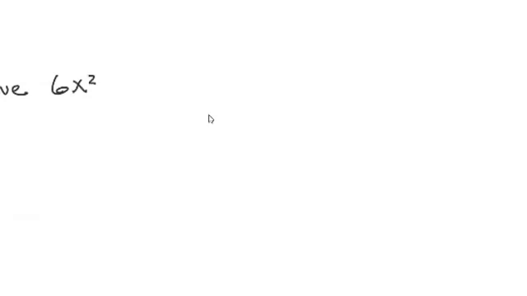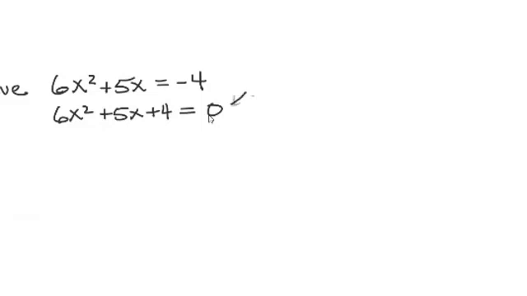So the next one we're going to solve 6x squared plus 5x equals negative 4. I'm going to get it in standard form, so that means 0 on one side. So we can do that very easily by just adding 4. So 6x squared plus 5x plus 4 would then be equal to 0. So this is in standard form now. That means 0 on one side, basically.